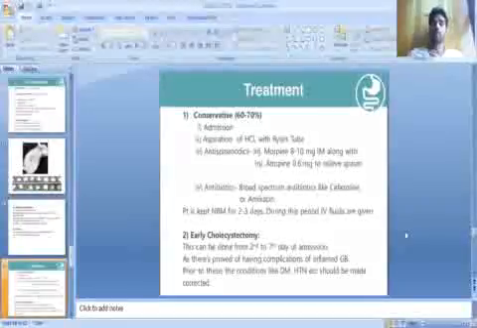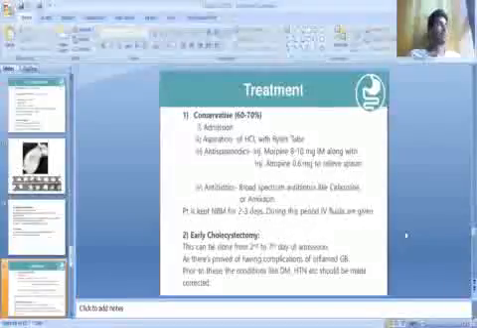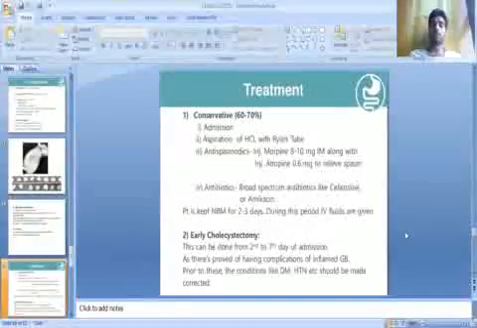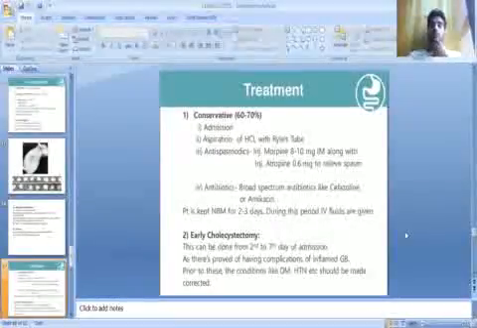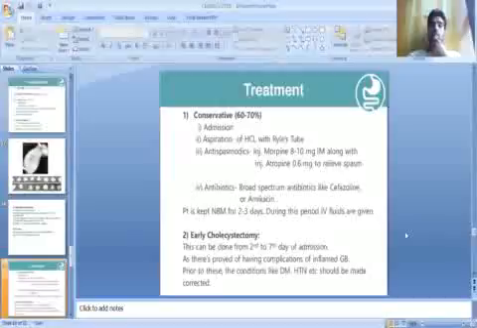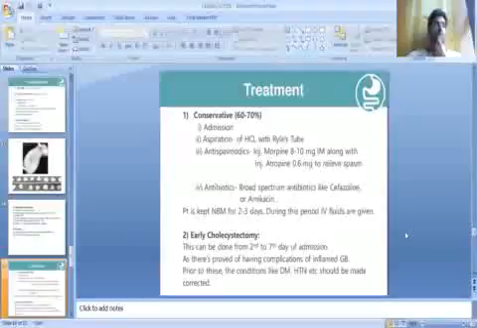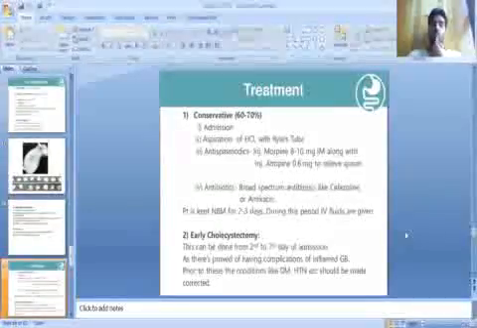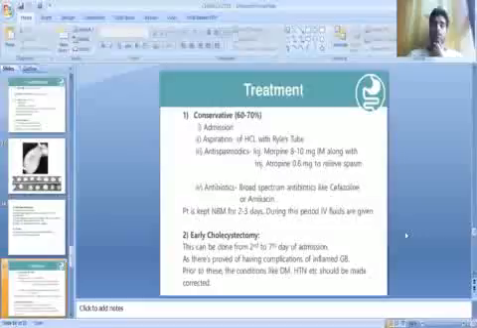Treatment: conservative treatment. 60 to 70% of patients benefit from medicine treatment. Admission: aspiration of HCl with Ryle's tube, antispasmodic, injection morphine, injection atropine. Antibiotics: broad spectrum like cefazolin, amikacin, etc.